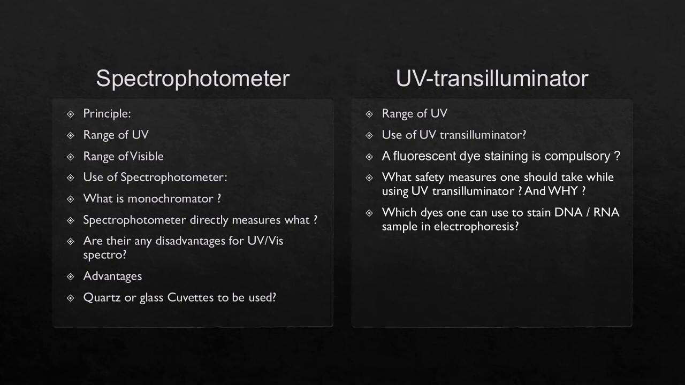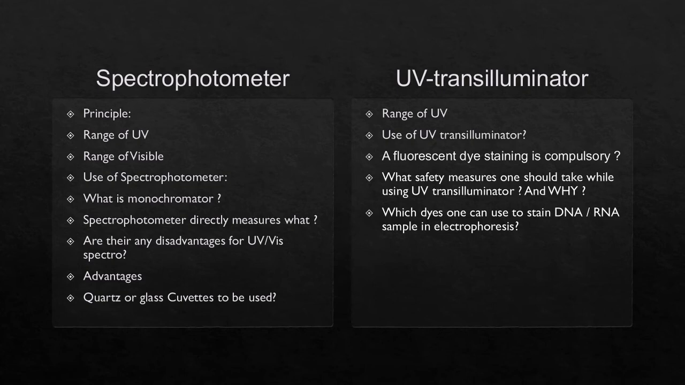then what is the range of UV, what is the range of visible spectrum, then use of spectrophotometer. Then you should know the basic diagram of spectrophotometer, where the monochromator is and what is the function of monochromator, and detector. Then next is, spectrophotometer directly measures what? Then are there any disadvantages for UV-visible spectrophotometer? Then what are the advantages, and which cuvettes to be used, quartz, plastic or glass?